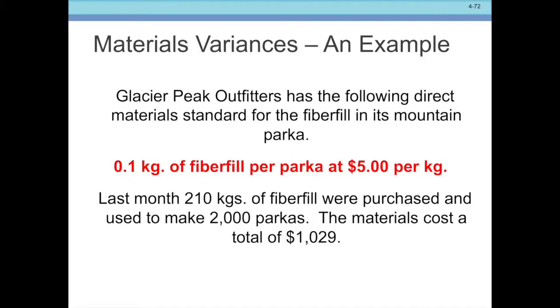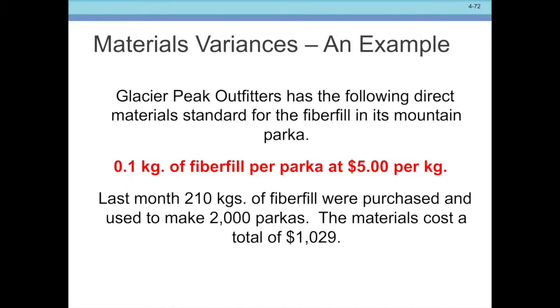Okay, so let's look at the first example because I think that'll make it easier for you to follow the numbers. In this example, Glacier Peak Outfitters has the following direct material standard for its fiber fill in its mountain parka. It's 0.1 kilograms of fiber fill per parka at $5 per kilogram. That's their standard rate card amount of materials. They're supposed to use 0.1 kilograms, and it's supposed to cost $5 a kilogram. That's what they are expecting.